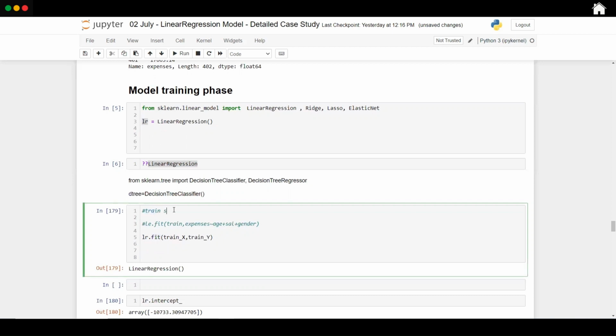Okay, guys, this is the training step. You are training the model. So this is your linear regression model. You are training it on what? The training data. But now you see the train X and train Y. What is this? So the train X contains all the features and train Y contains the target.